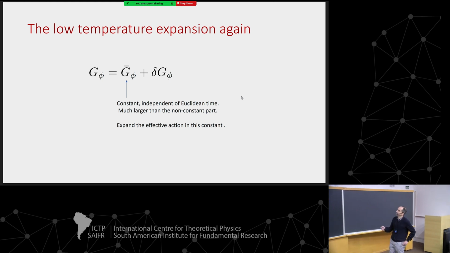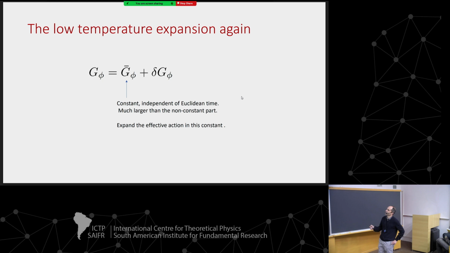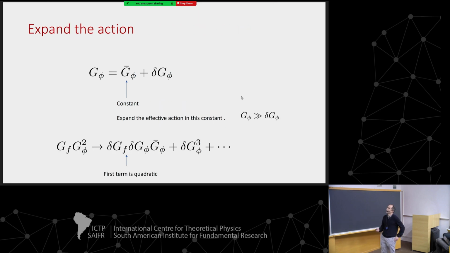So the idea is to take the functions g, and remember, these were functions of time, could be real time or Euclidean time. And the idea is that there is a time-independent piece that is very large, and then a time-dependent part that is relatively small. So you can think of that as some constant large value, and then some small fluctuations around that large value. And then we can take the effective action from where those equations we wrote come, and then we just expand that action.